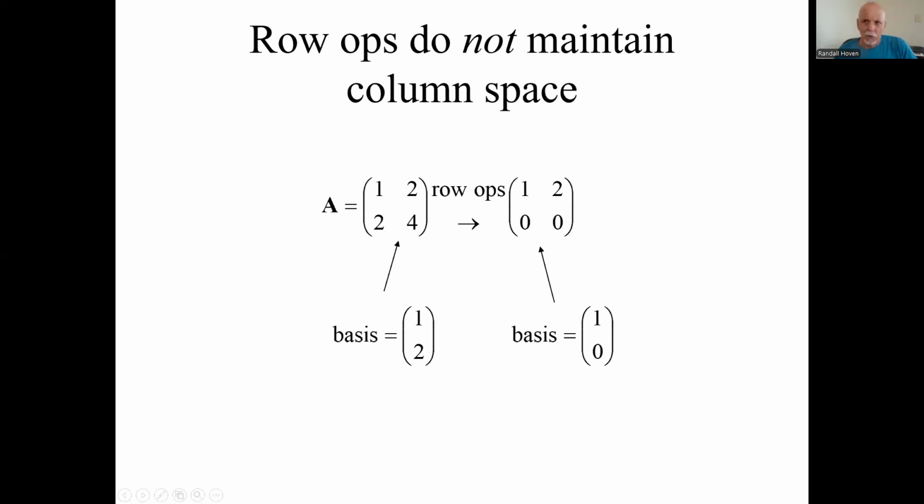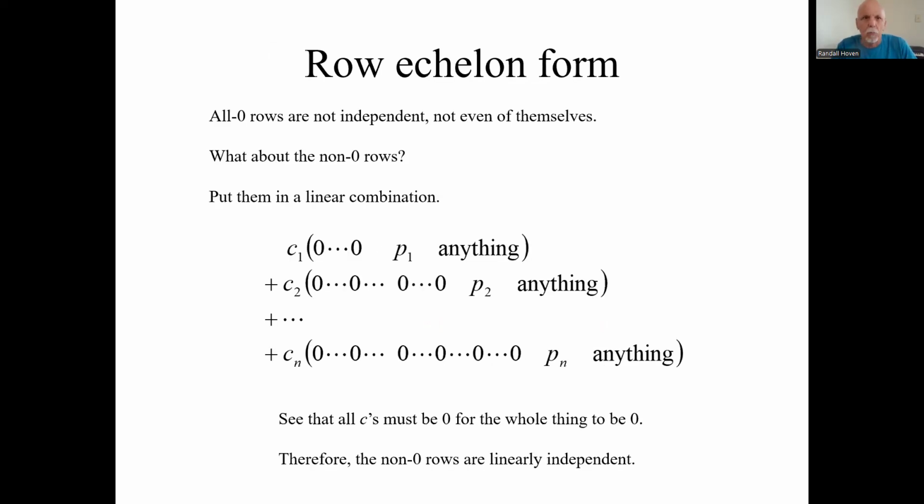I can't say the same thing with column spaces. Let's say here's my beginning A. I do some row operations. See this bottom row is just twice the top row. I'll end up with this. Well, the basis for this guy is 1, 2. Any multiple of 1, 2 is in this guy's column space. This guy, the basis is 1, 0. Any scalar multiple of this guy is in this guy's column space. Those are obviously not the same column space. So row operations do not maintain column space, for what that's worth.